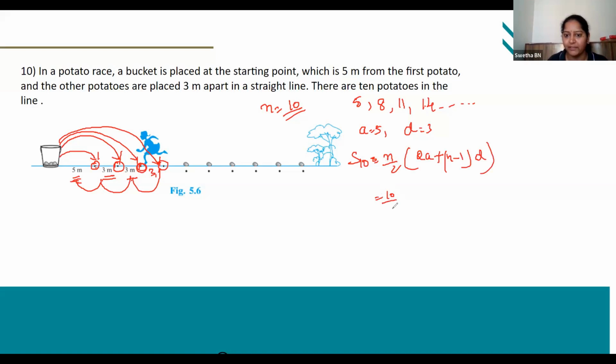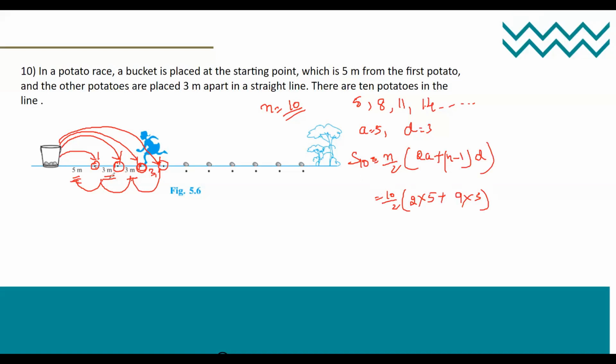So write n by 2 into 2a plus n minus 1 into d. So 10 by 2 into a, which is 5. n minus 1, that is 10 minus 1, is 9. d is 3. Did you understand the question, children? Is there any doubt in this? No, ma'am. Okay.